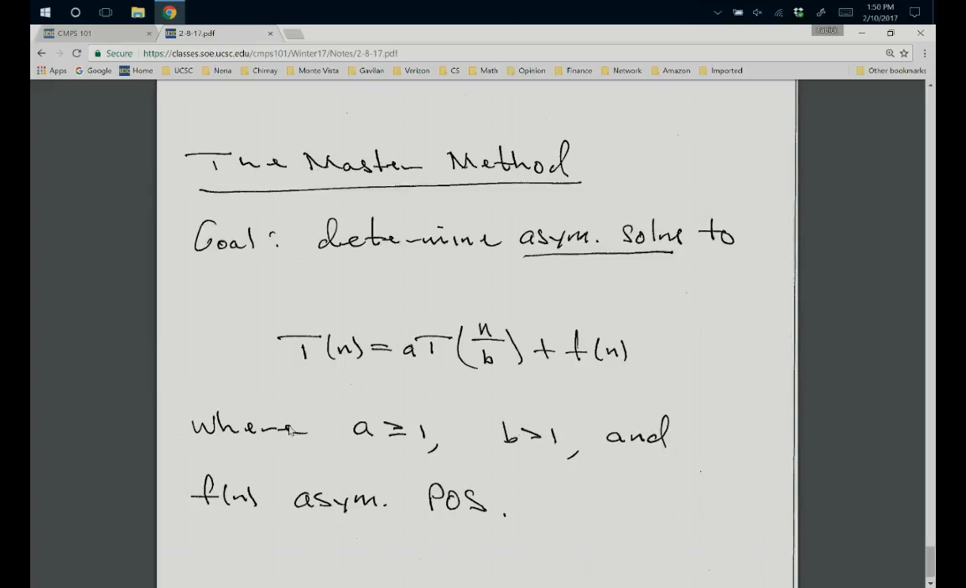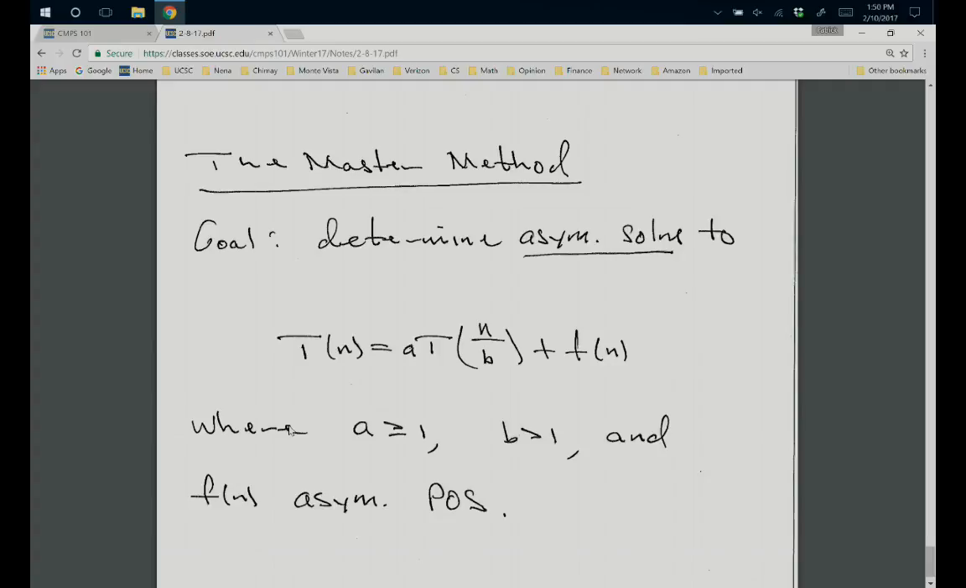Okay, here we go. T of n equals 8 t of n over 2 plus n cubed. Okay. So what are we supposed to do? Compare n cubed, that's f of n, to n to the log base something of something. Log base b of a, log base 2 of 8.